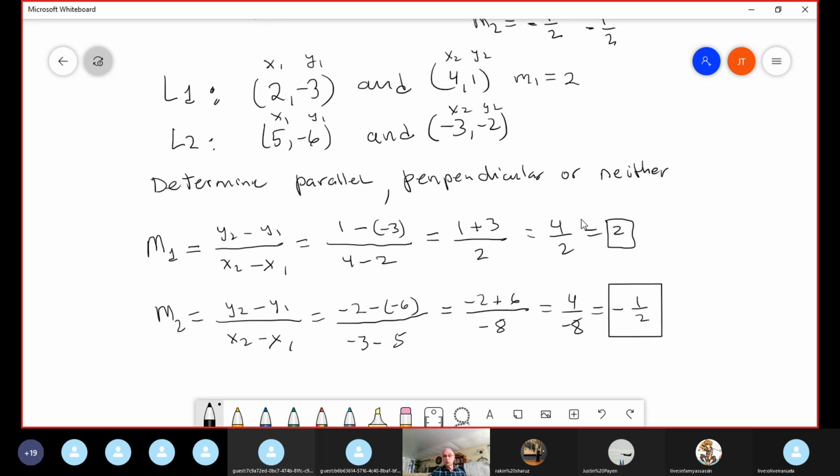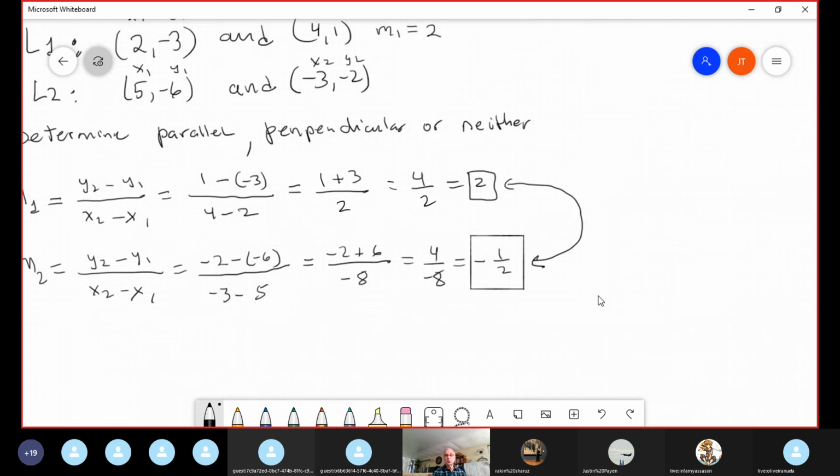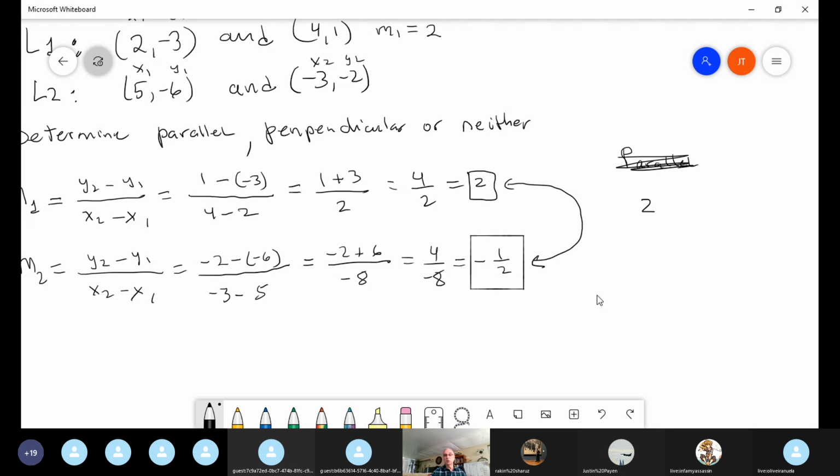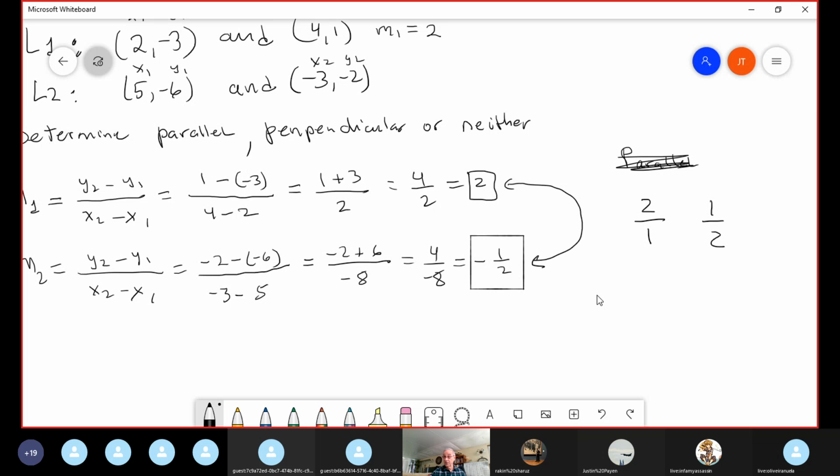Okay, and now this is a crucial moment. You compare this and this. Are they parallel, perpendicular, or neither? What do you think? Opinion. Help me. 2 and negative 1/2. Perpendicular. Exactly, perpendicular, because one is 2, another is 1/2. 2 is 2 over 1. When you flip it, 1/2. And when you change the sign, it's negative. The conclusion is perpendicular.